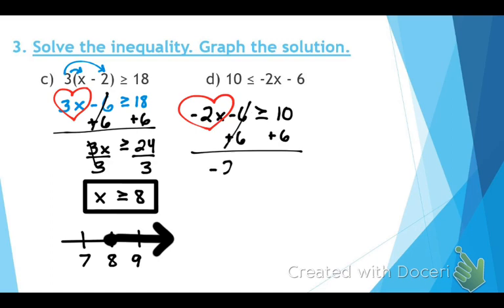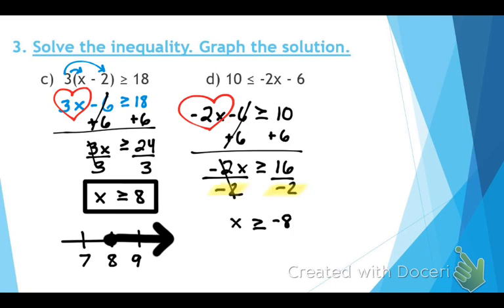This cancels out. I'm left with negative 2x is greater than or equal to 16. I have to divide by negative 2. Be careful. A lot of people were trying to add 2 there, but that means to multiply by negative 2. So make sure you do the opposite, which is divide. Then this will cancel out. X is greater than or equal to negative 8. This is the answer I saw a lot of people had. Why is that not correct?